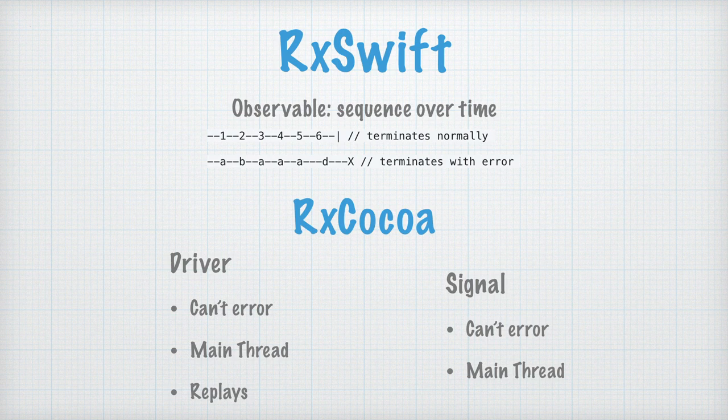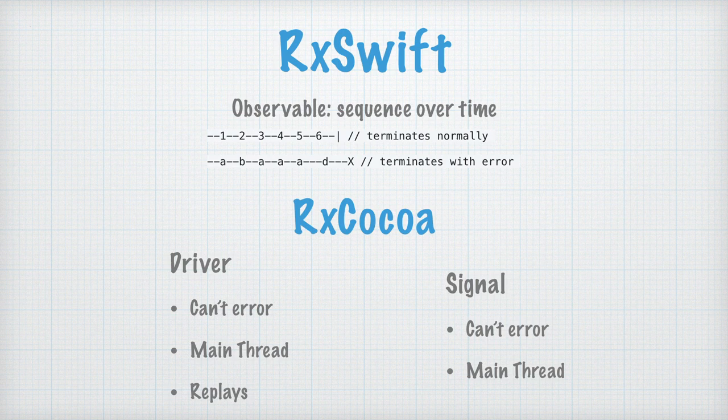A driver is actually part of RxCocoa, which is pretty much part of RxSwift, but with the Cocoa-specific things. If you have a driver, it cannot error out. You cannot even create code that catches any error; it just doesn't compile. It's also always on the main thread, and it also replays the data. That's why I use drivers everywhere in the entire app, wherever I need to display something on the screen, instead of observables.